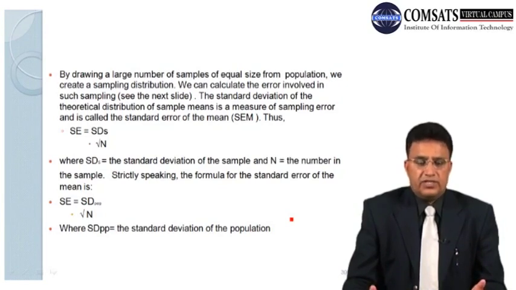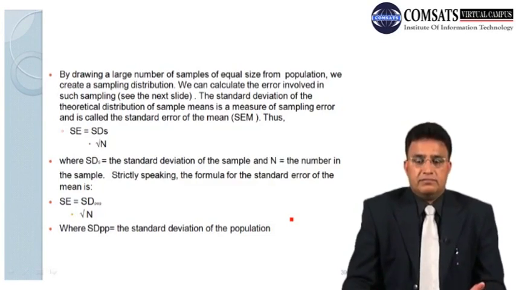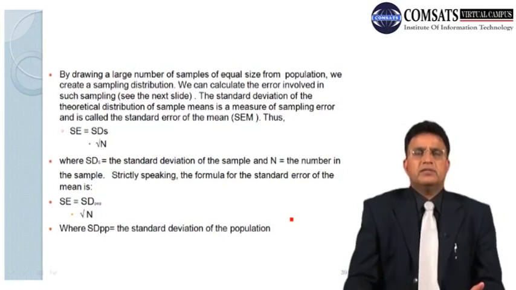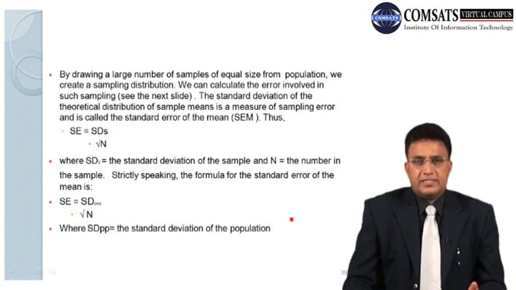The standard deviation of the theoretical distribution of sample means is a measure of sampling error and is called the standard error of the mean, SEM. So the standard error could be written in a formula: SE, standard error, is equivalent to SDS divided by the square root of n, where SDS is the standard deviation of the sample and n is the number in the sample, the total number.